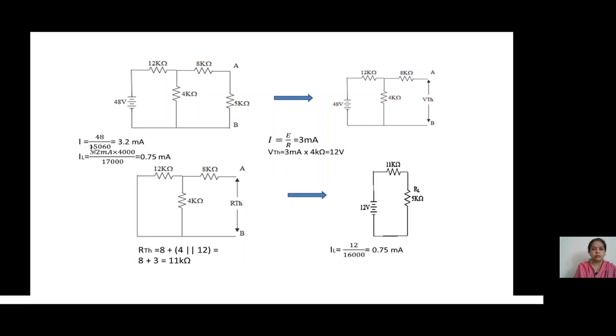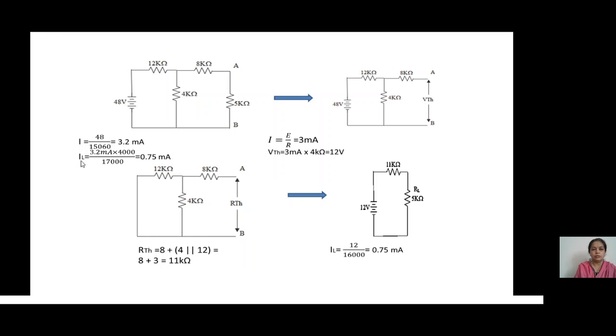So that resistance will be 15k, 15.06k. So the total resistance of all this is 15.06k, that is connected to 48 volts. So main current is equal to 48 divided by 15.06, which is equal to 3.2 milliamps. Next we will find out what is the load current.